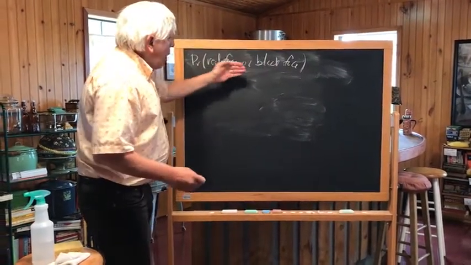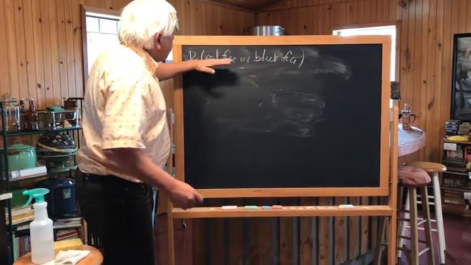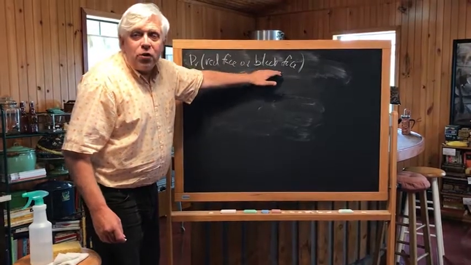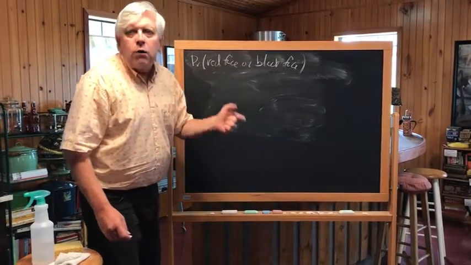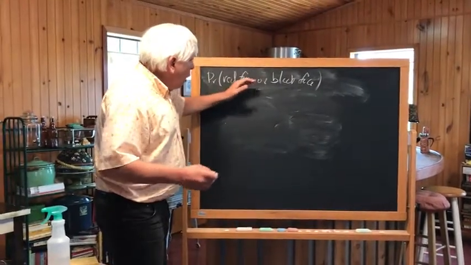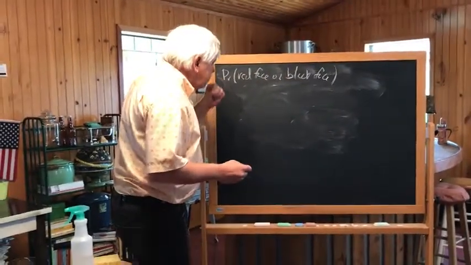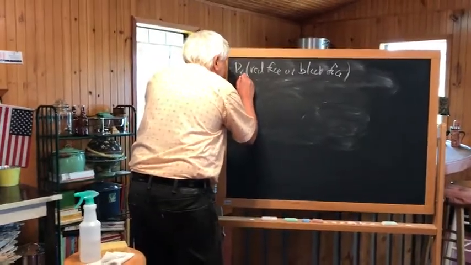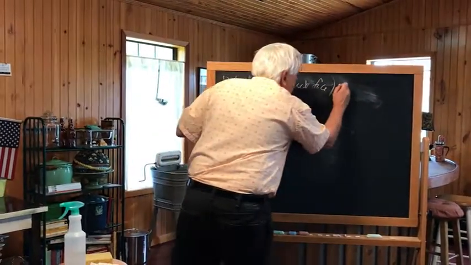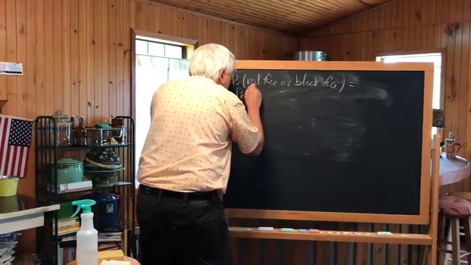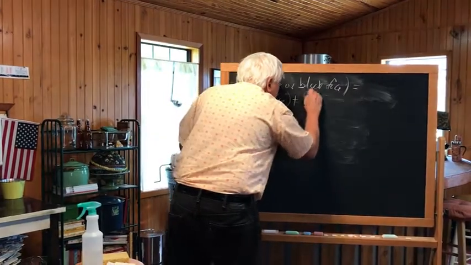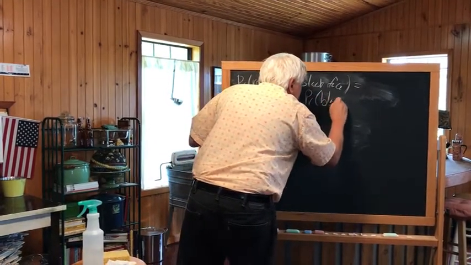To solve this problem, we first notice that drawing a red face card and drawing a black face card are mutually exclusive. You cannot draw a card that is both a red face card and a black face card. You can only draw one or the other. So here we can apply the simple disjunction rule, and calculate this probability to equal the probability of a red face card plus the probability of a black face card.